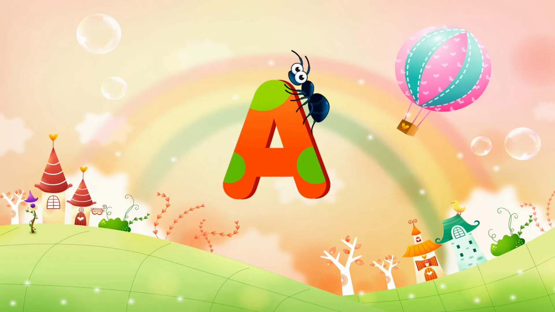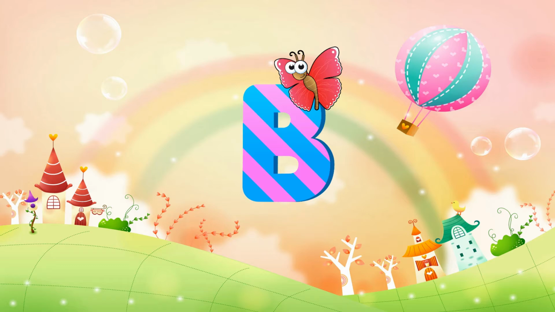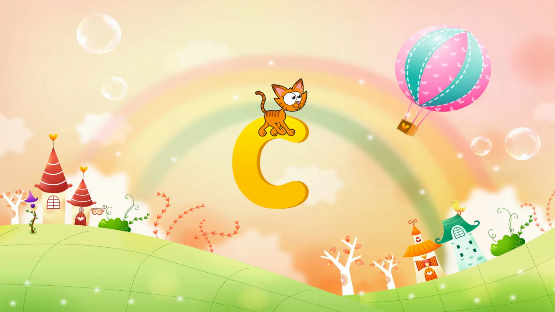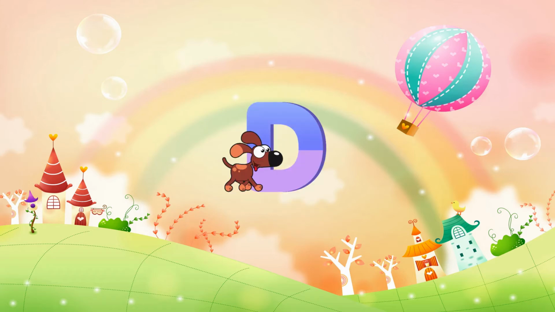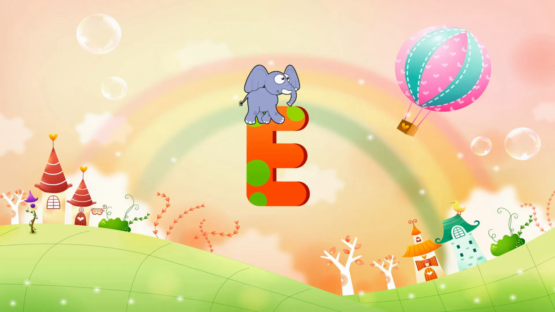The letter is A, the sound is A, the word is aunt. The letter is B, the sound is B, the word is butterfly. The letter is C, the sound is K, the word is cat. The letter is D, the sound is D, the word is dog. The letter is E, the sound is E, the word is elephant.